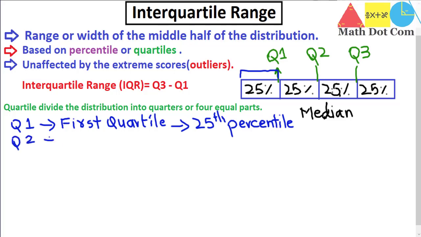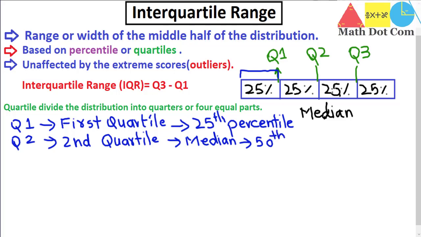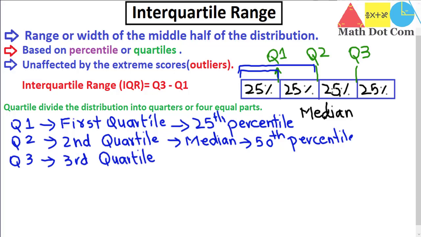Then we have Q2. Q2 is the second quartile, and it is also called the median, as I already told you, or the 50th percentile. That is, 50% of the data falls below it. So it is clear here that at Q2 we have 50% of the data falling below Q2. Then we have Q3. Q3 is the third quartile, and it is also called the 75th percentile. It means 75% of the data falls below it. And it is also clear here that 75% of the data falls below Q3. So this is the 75th percentile. So these were Q1, Q2, and Q3.